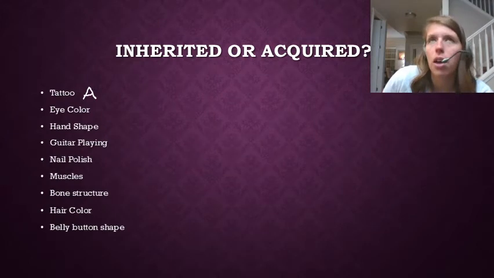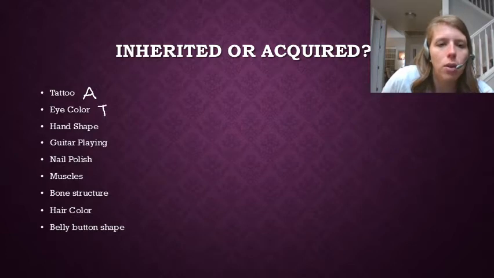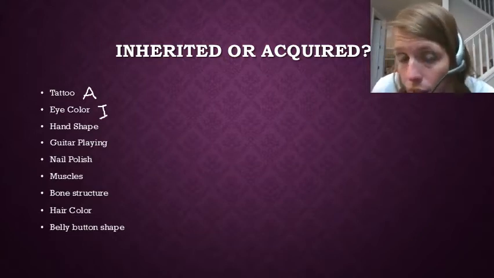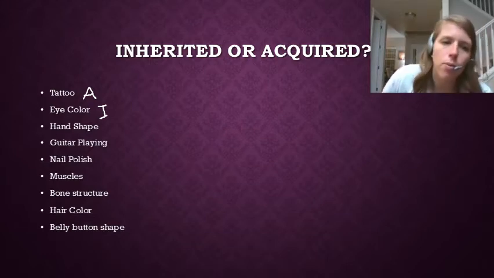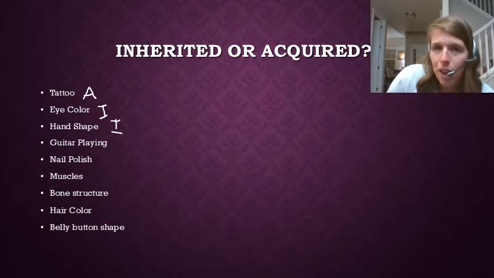You guys can just tell me, I'll be able to hear you. How about eye color? Acquired, or sorry, wow, am I saying the wrong words here? Tattoo, acquired. Eye color, inherited, right? I have green eyes. I inherited those. How about your hand shape? Definitely inherited, right? How about your ability to play the guitar? Inherited or acquired?